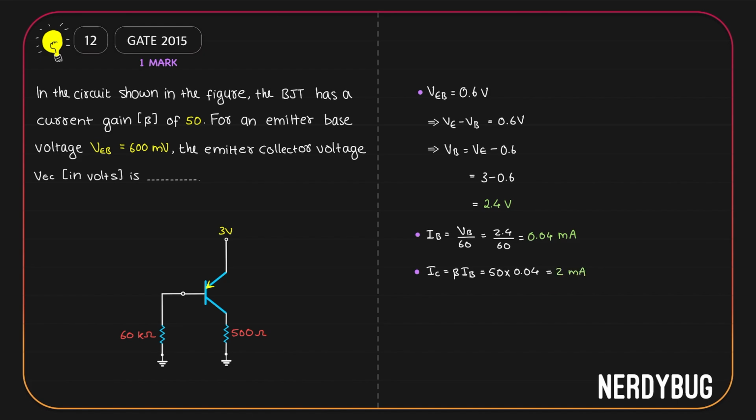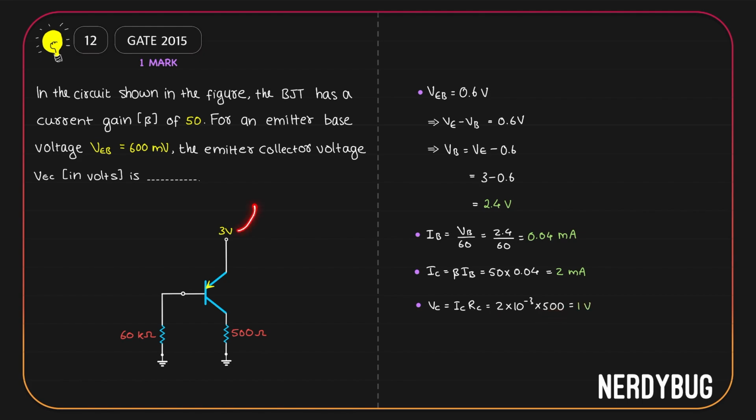Now that we have IC, we can find out what is the collector emitter voltage. Because over here we are giving 3 volt. Out of that IC times 500 will be dropped across the 500 ohm resistor. The rest will be dropped between the collector and emitter. So first let us find out the potential drop across the 500 ohm resistor. It is ICRC. IC is 2 milliampere, RC is 500. So this becomes 1 volt.